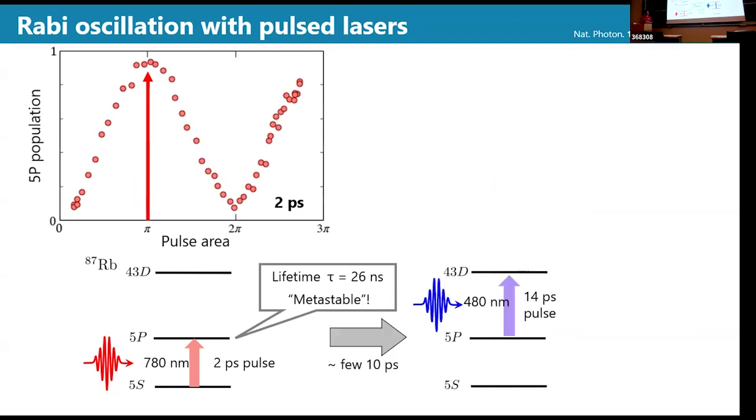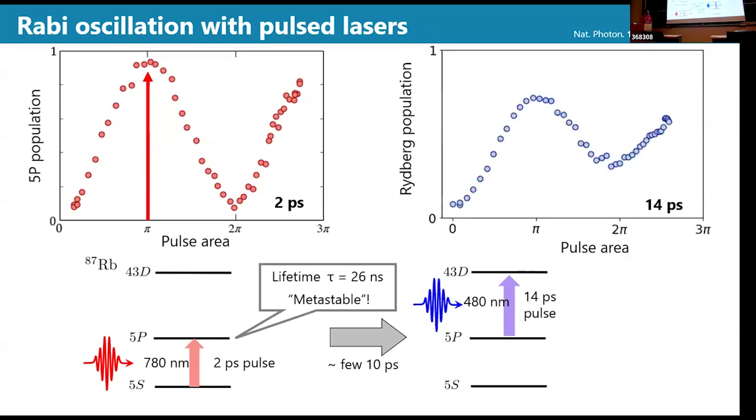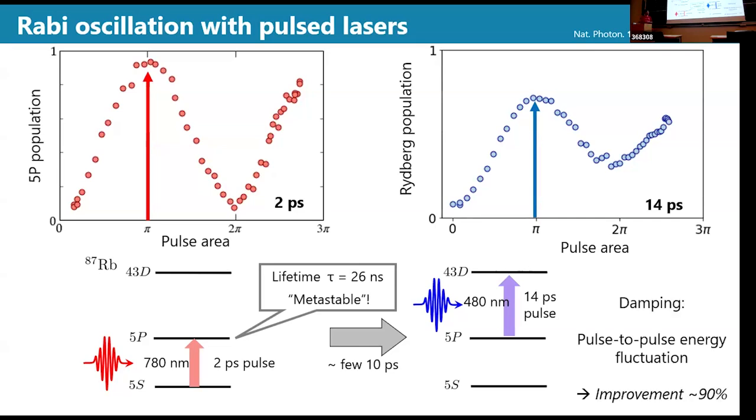And then after that, you shine another laser to excite from the intermediate state to the Rydberg state, and you also get another oscillation. In this case, you can choose the specific time and pulse energy to get the excited state. But in this case, the excitation is not perfectly coherent. The problem in our experiment is pulse-to-pulse energy fluctuation, and this was solved after this experiment, so I will mention this at the end of the talk. Anyway, in total, the excitation time is a few tens of picoseconds, so you can almost immediately excite the atom to the Rydberg state.